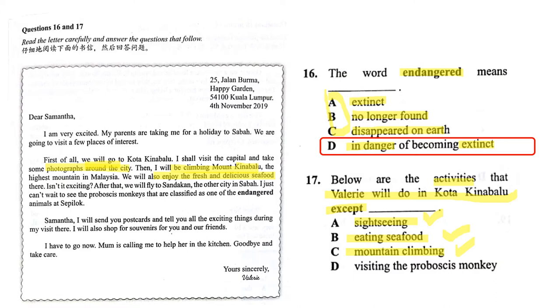I just can't wait to see the proboscis monkey. Oh, okay. Look at here. After that, we will fly to Sandakan. Look at the word Sandakan. Here it says Kota Kinabalu. So the only thing that is wrong here is this one, because this is in Sandakan. So the answer is D. Okay? The rest, although A, B, C, and D, she did all of it, but the last one is in Sandakan. See, Sandakan, another city in Sabah. It's like you go to Johor Bahru, and the other one you go to Kota Tinggi, or you go to Batu Pahat. It's a different place. Okay? So next one.